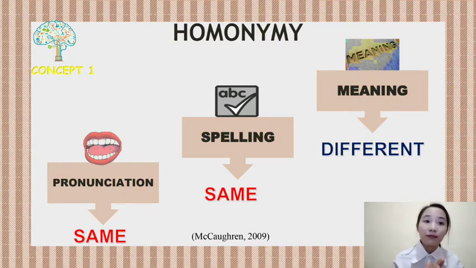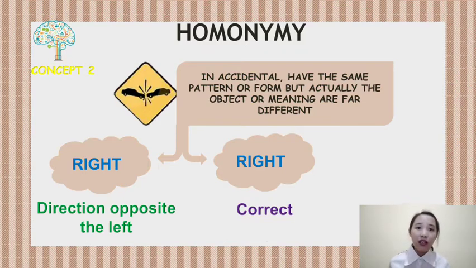So let us move to the second concept. The second concept is that a homonymy accidentally has the same pattern or form, but the object or meaning is far different. For example, the word right. The words right have the same pronunciation, right, and have the same spelling, R-I-G-H-T, but the meaning of the first word right is direction, the opposite of left, and the second word right has the meaning correct. So there are two different words, even though they have the same spelling and pronunciation.